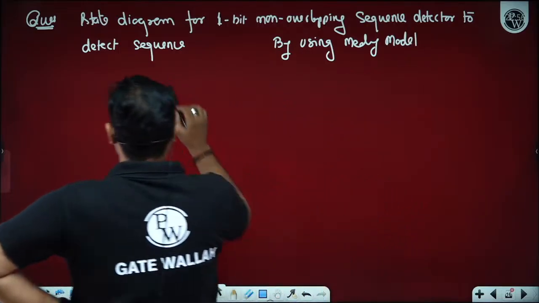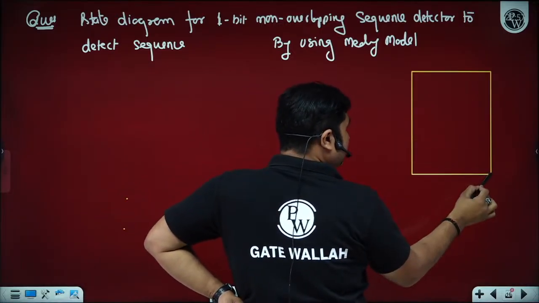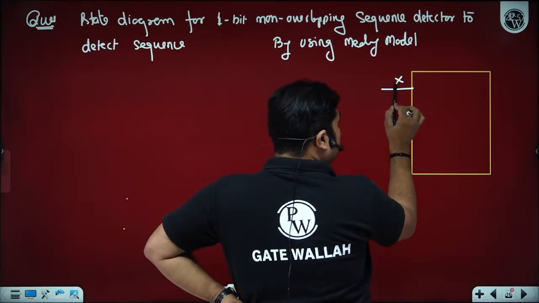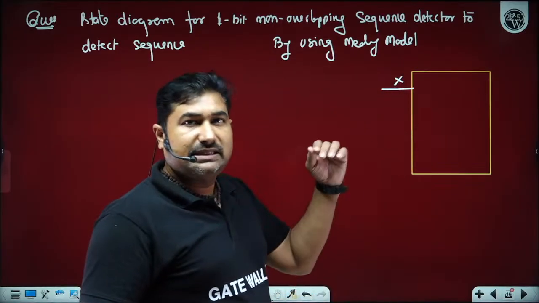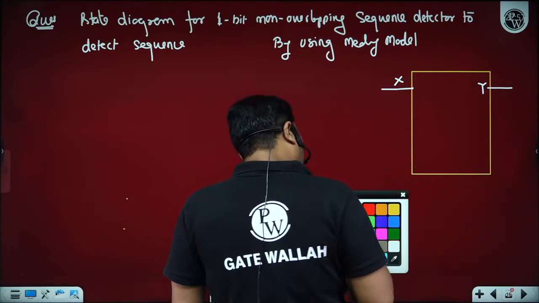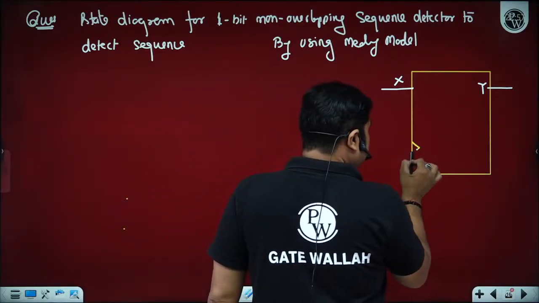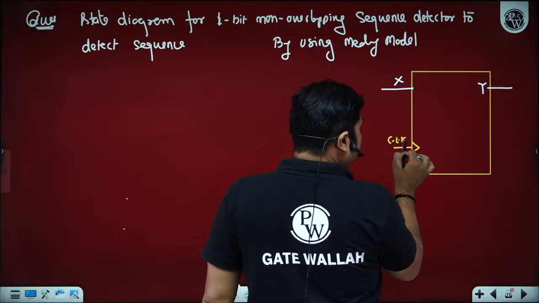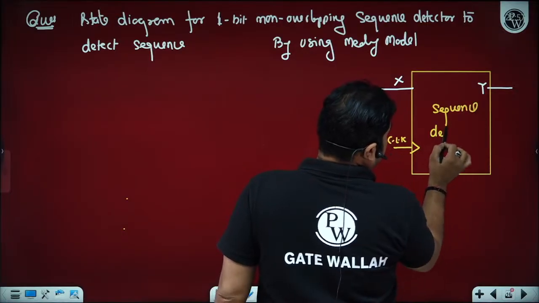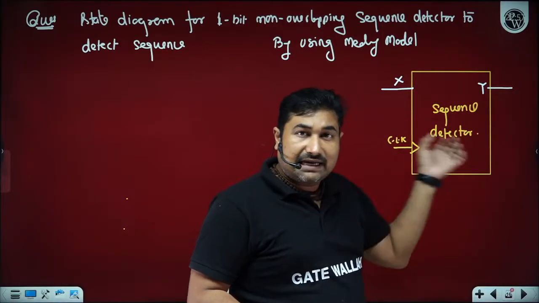See, a sequence detector is a sequential circuit in which we receive the input bit stream at X, and we have an output Y. Output Y will become logic 1 only when the required set of sequence is detected, and we have a clock. So this is the required sequence detector. Actually, we are interested in designing the digital circuitry inside this box.